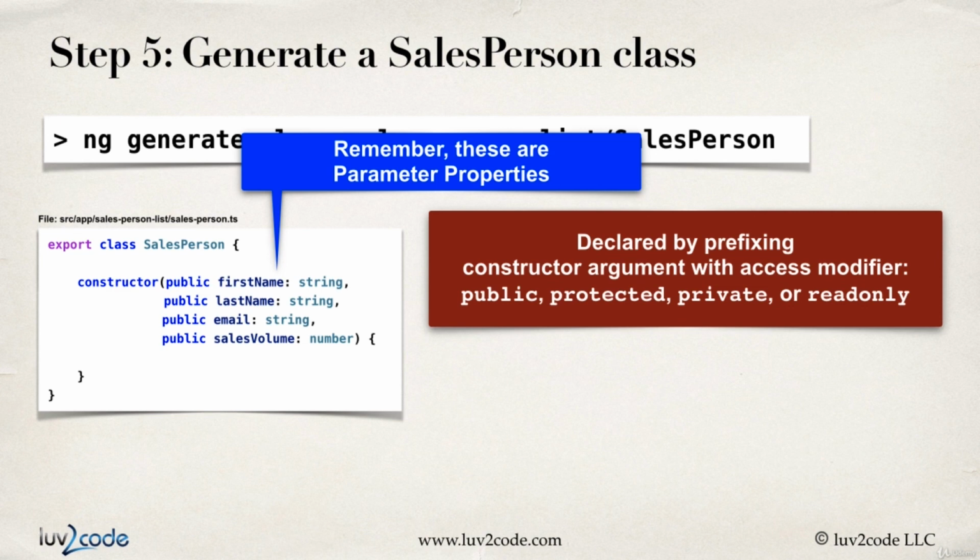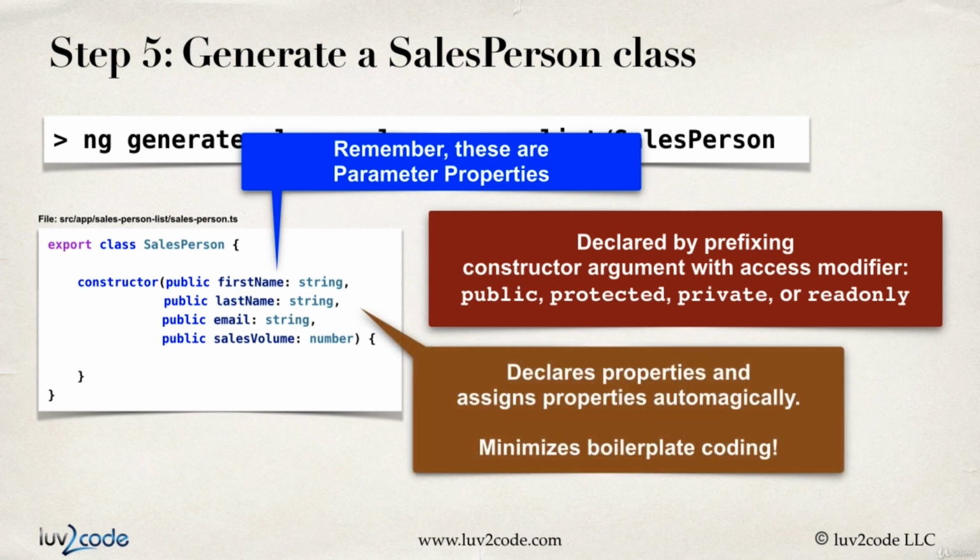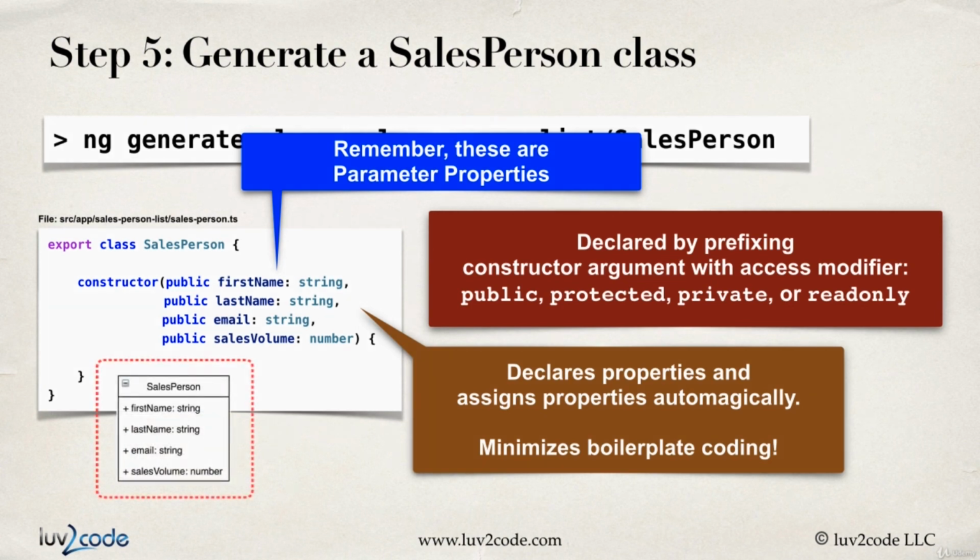So the key here is that if you have a constructor with arguments and you prefix it with these items, then it's automatically a parameter property. Now remember, with parameter properties, it actually declares the properties and assigns the properties automatically. It minimizes the boilerplate coding that you'd have to do for setting up a constructor. So in the bottom left, here's the UML for the salesperson. So we have these 4 properties here: first name, last name, email, and sales volume.